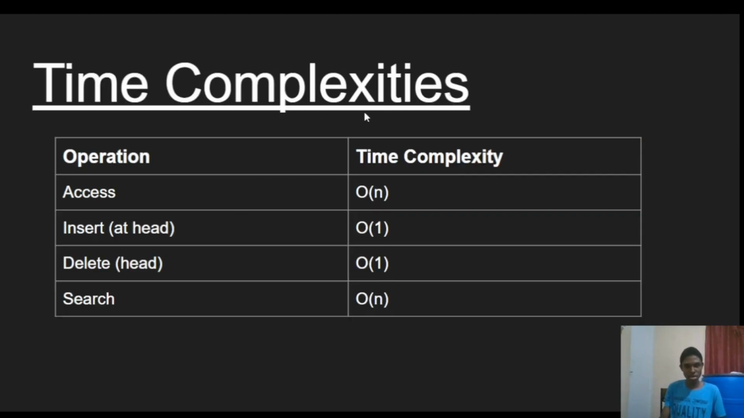Here are the time complexities of linked lists. For accessing a linked list, the time complexity is O of n. Insertion at the head of the linked list, or the start of the linked list, is O of 1, which is constant time. Deletion at the head of the linked list is O of 1 time, or constant time. Searching is O of n.